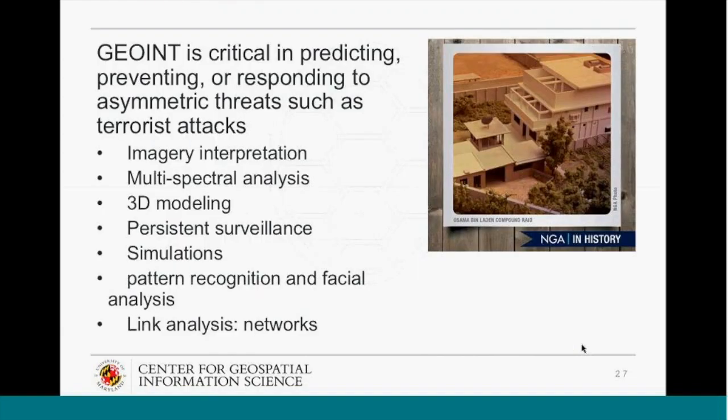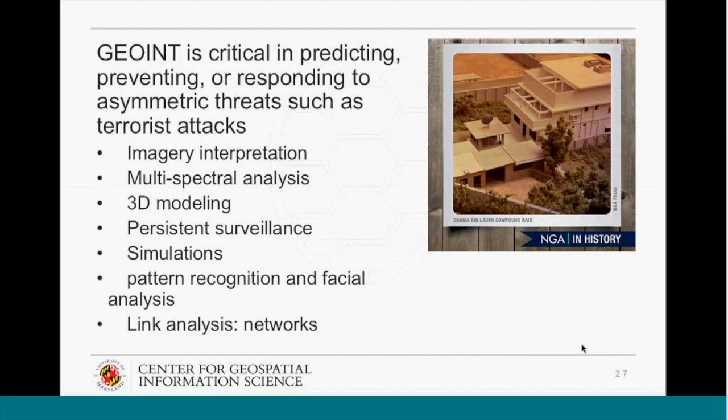Wow. Let's move on to our next intelligence agenda item, international intelligence agenda item, terrorism. As I'm sure you are well aware, GEOINT is really critical in predicting, preventing, or responding to asymmetric threats like terrorist attacks. We do a lot of different things with GEOINT here: imagery interpretation, multispectral analysis, 3D modeling, persistent surveillance, simulation, increasingly pattern recognition and facial analysis, especially now that we have such nice FMV and drone capabilities, and link analysis networks, which is going to be our topic for next week.